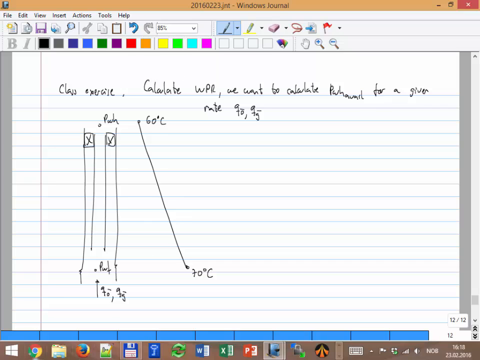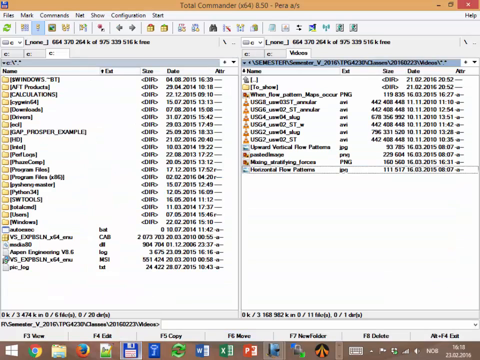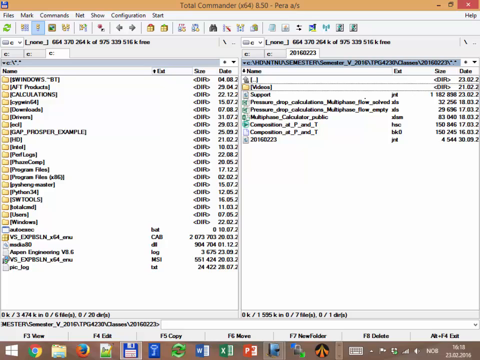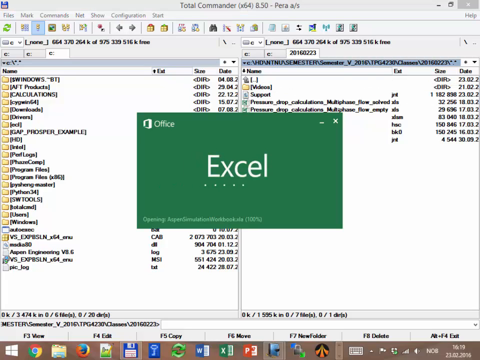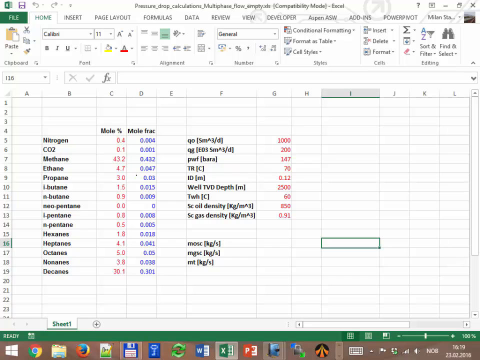So if you go to its learning, you will find the Excel files. One of them has a composition. One of them actually is called pressure drop calculations multiphase flow. It's on its learning in the folder of today. And luckily, to get properties, we're going to use Hysys. So this is my composition of the well.